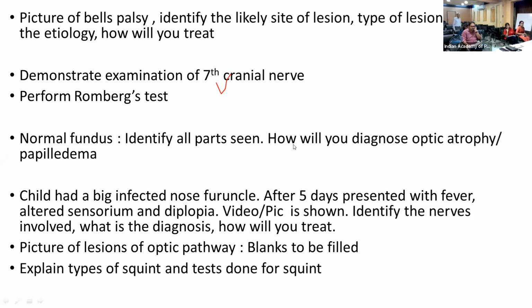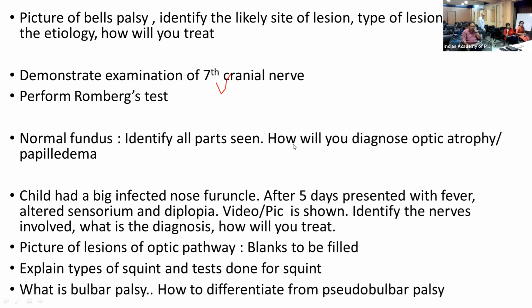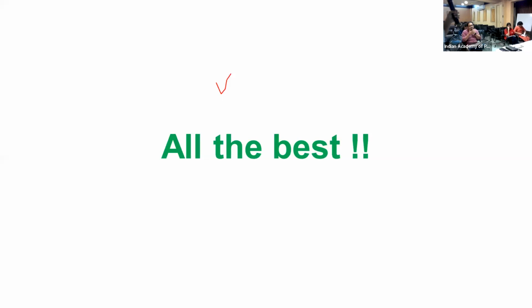Explain the types of squint, what tests are done, and what is bulbar palsy and how will you differentiate it from pseudobulbar. So bulbar is involvement of the 9th, 10th, 11th, 12th nerves in the medulla. And pseudobulbar is upper motor neuron control of these nerve nuclei, correct? So whenever there is pseudobulbar, it is an upper motor neuron lesion. So jaw jerk will be exaggerated. So I think that covers all the nerves.